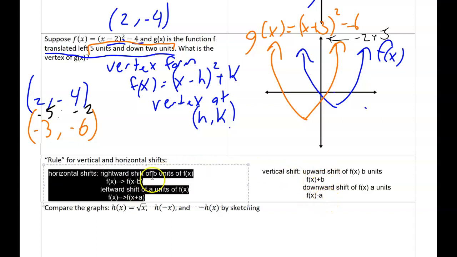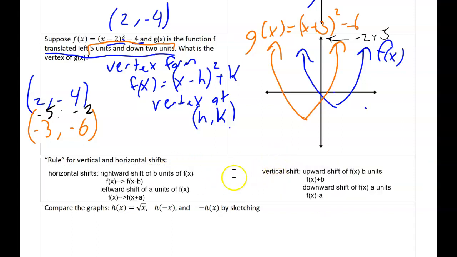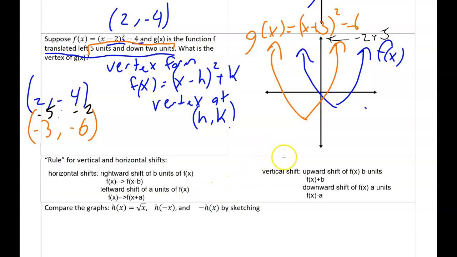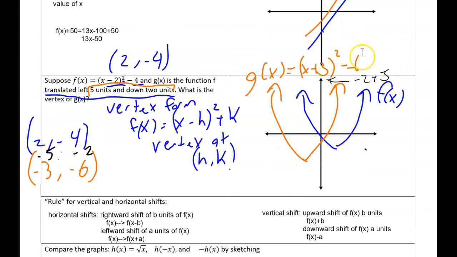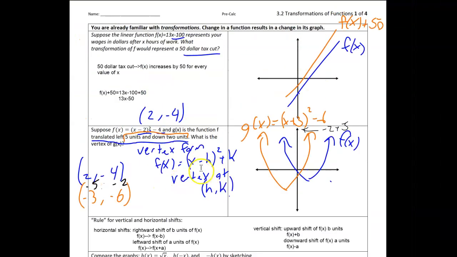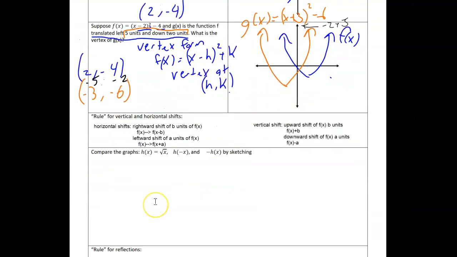And notice the direction, vertical versus horizontal, that we're translating a function determines whether we're working inside or outside of the parentheses. Okay, so that's why this outside number for g of x changed the vertical coordinate of the vertex, and the inside number changed the horizontal coordinate. All right, now we're going to consider a different type of transformation, which is a reflection. Before we do that, I would make sure your notes are complete for our translations.